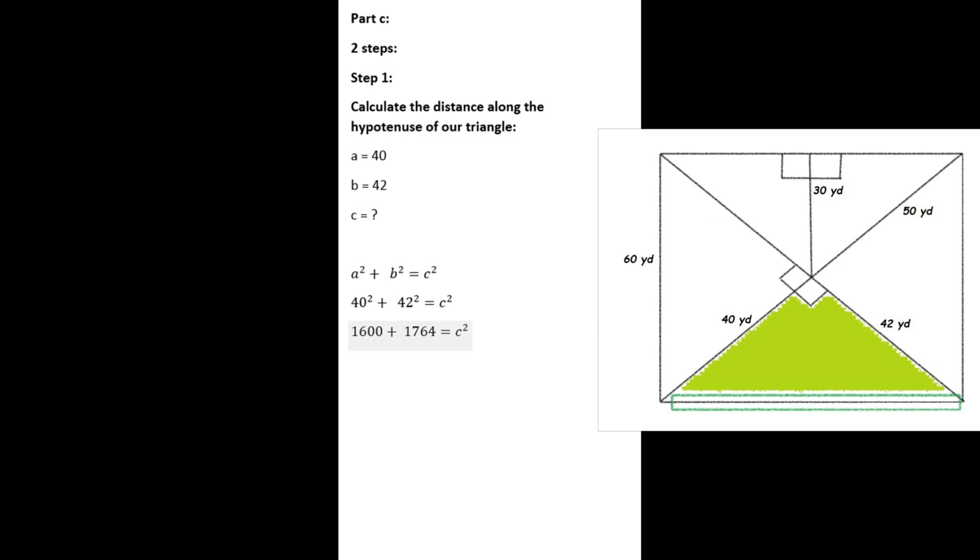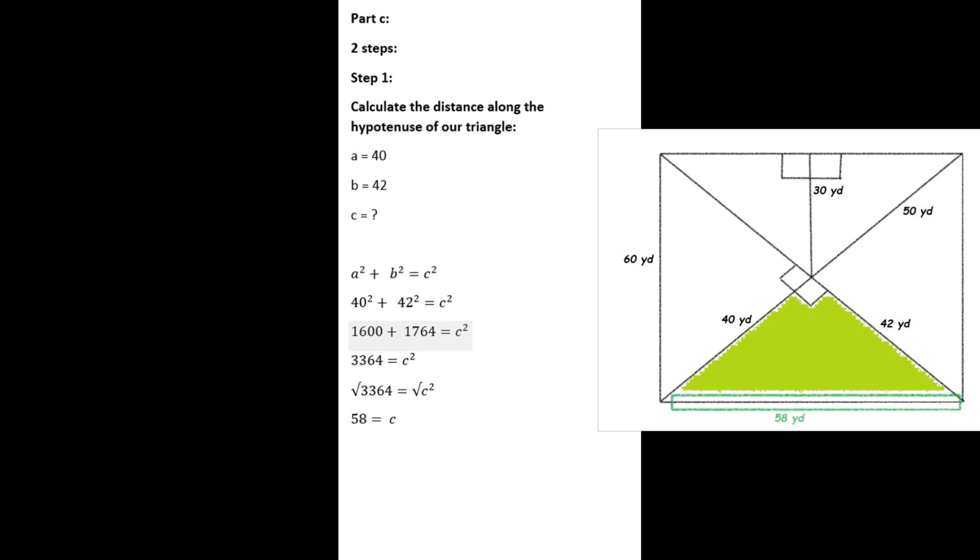All right, so we have 40 squared plus 42 squared is 1600 plus 1764. Add them both up. 3364 is our c squared. All you got to do now is take the square root, and we find out that our hypotenuse is equal to 58 yards. Now, what do we do with that?